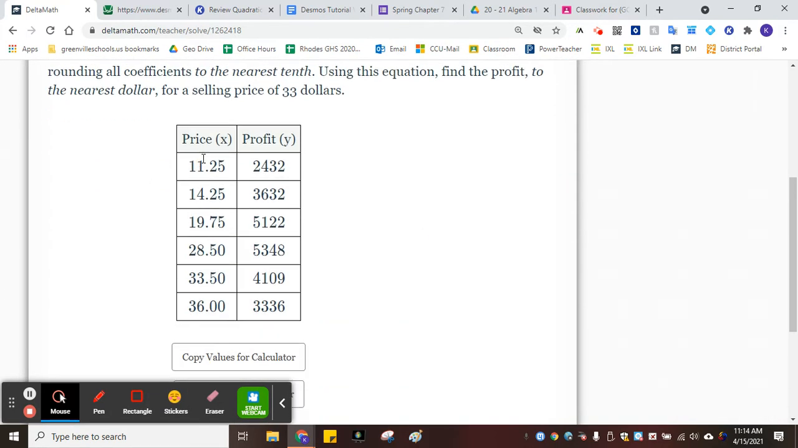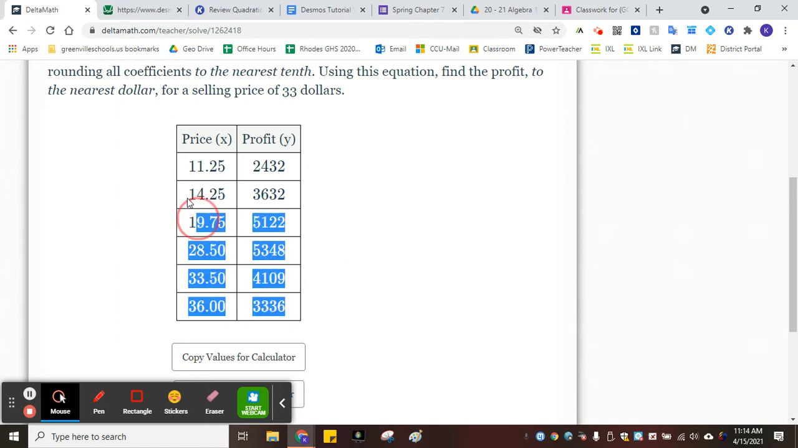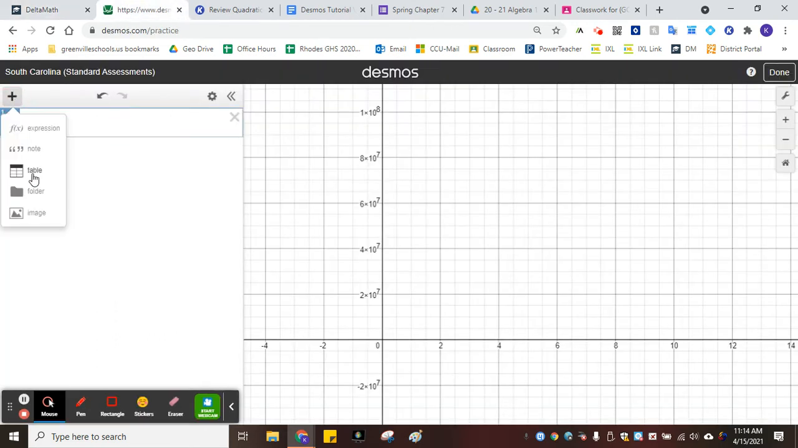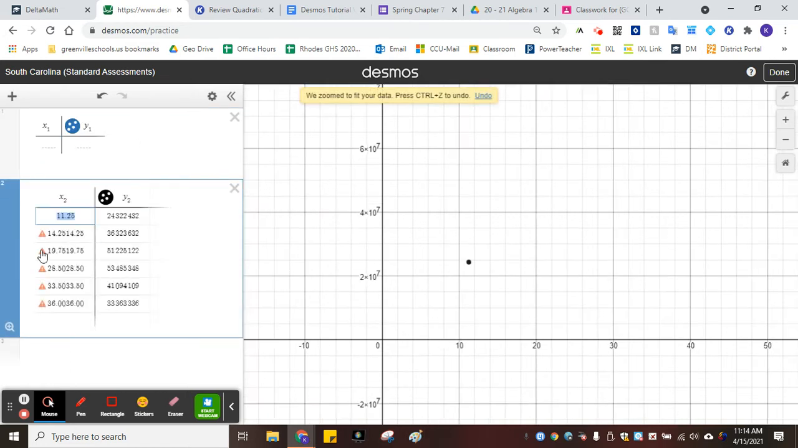So first thing we need to do is put our points into a table. It does not copy over well. For some reason, it doubles it, so just make sure you put it in correctly. Might have been quicker for me to type it. I don't know.